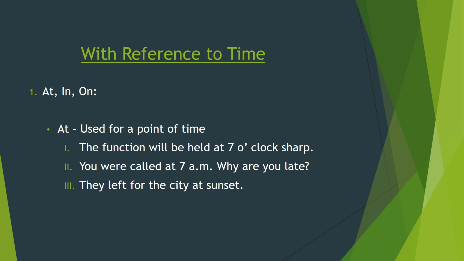Now, let us see the prepositions which are used with reference to time. We have the prepositions at, in, and on which are used with reference to time. Let us first take the preposition at. At is used for a point of time. Example, the function will be held at 7 o'clock sharp. Here the point of time is given, that is a particular time is given, that is 7 o'clock.